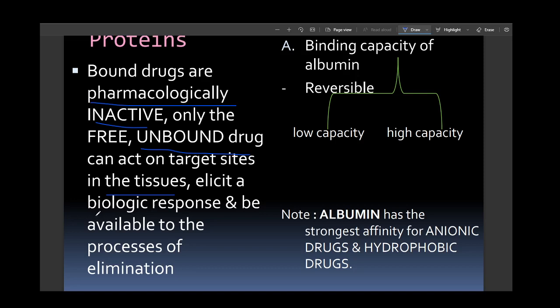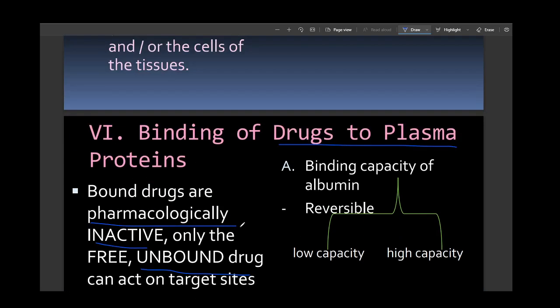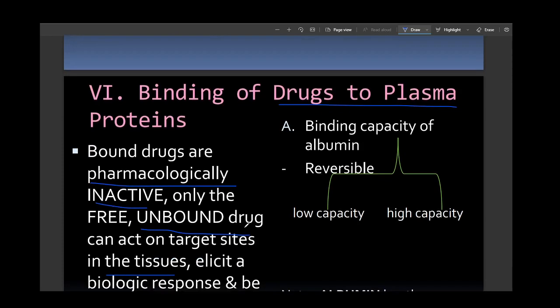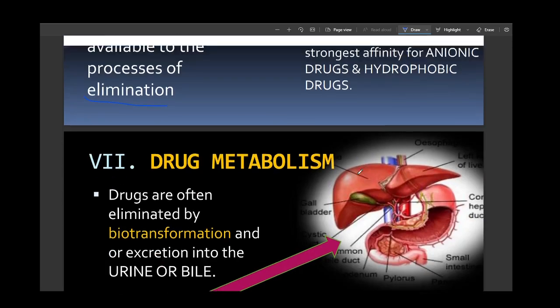and elicit a biological response and be available for the process of elimination. If it is active, it will be eliminated. It is for sure. And if it is bound, it is inactive and it won't be eliminated unless or until it becomes active. Binding capacity of albumin, it is reversible. Okay.